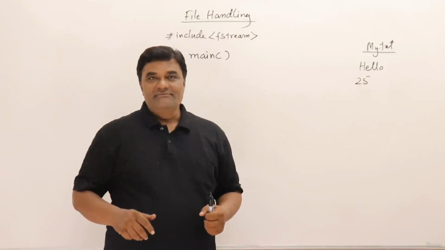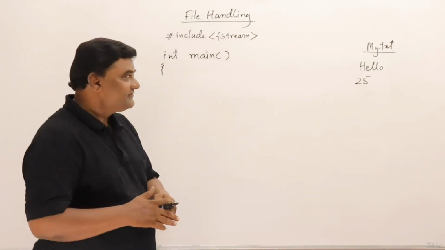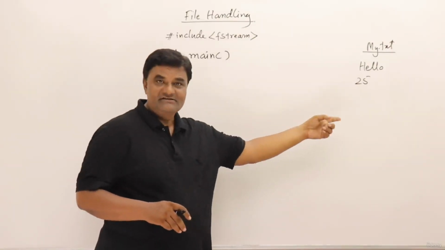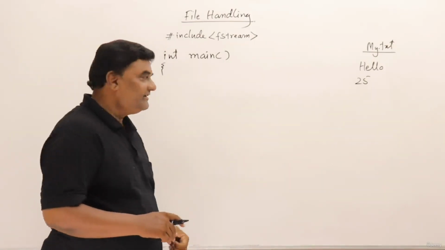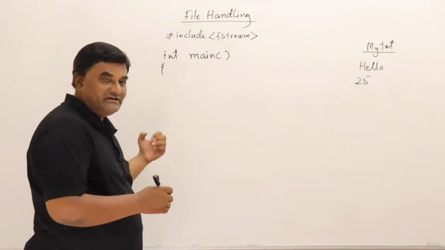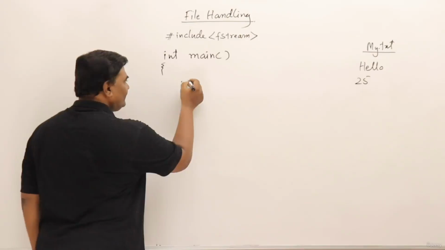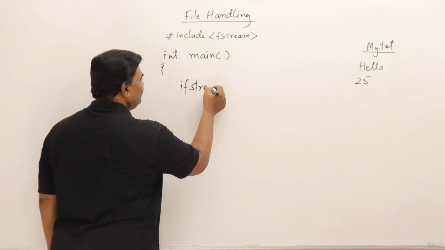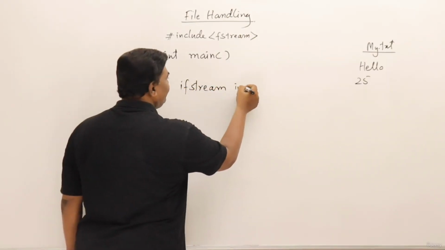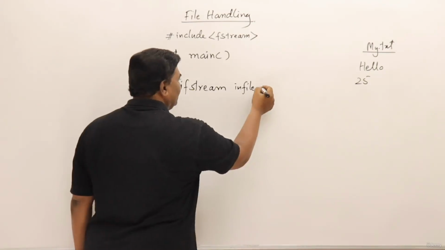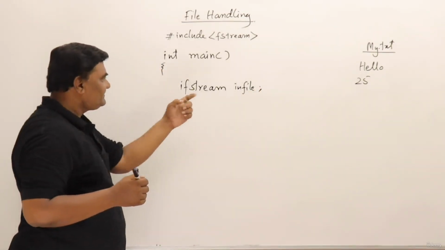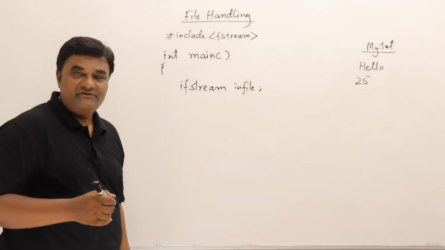Now let us write a program for reading the data from a file. So already I have a file and I have written something there. The same thing I want to read. So for that, let us see how to read the data from a file. I have to take an ifstream object, inFile. That's all. I have just given the object there. I did not mention the file.